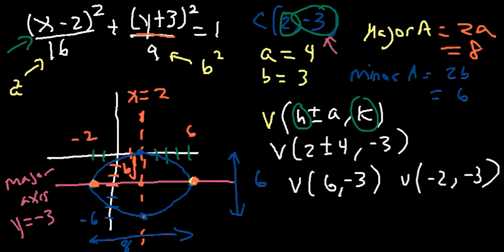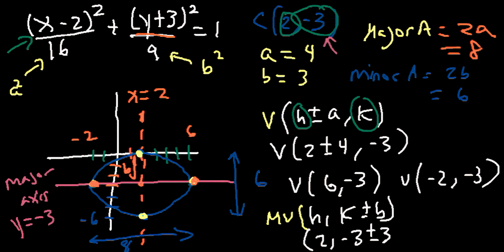Now, if we wish to find the minor vertices, or the endpoints of the minor axis, which is right here, we can use this equation. I'm going to put MV for minor vertices. It's going to be h, comma, k plus or minus b, because we added and subtracted b to the y coordinate of the center. So it's 2, comma, the y coordinate, which is -3, plus or minus the value of b, which is 3. So the two answers that we get are 2, comma, -3 plus 3 is 0. So that's basically this point right here, 2, 0. And -3 minus 3 is -6. So we get this point, 2, -6. So these are our minor vertices.